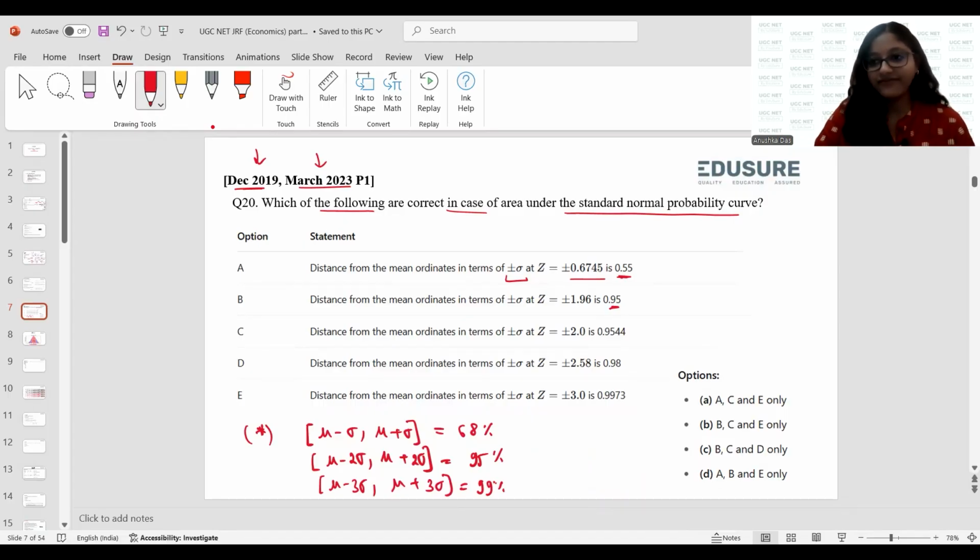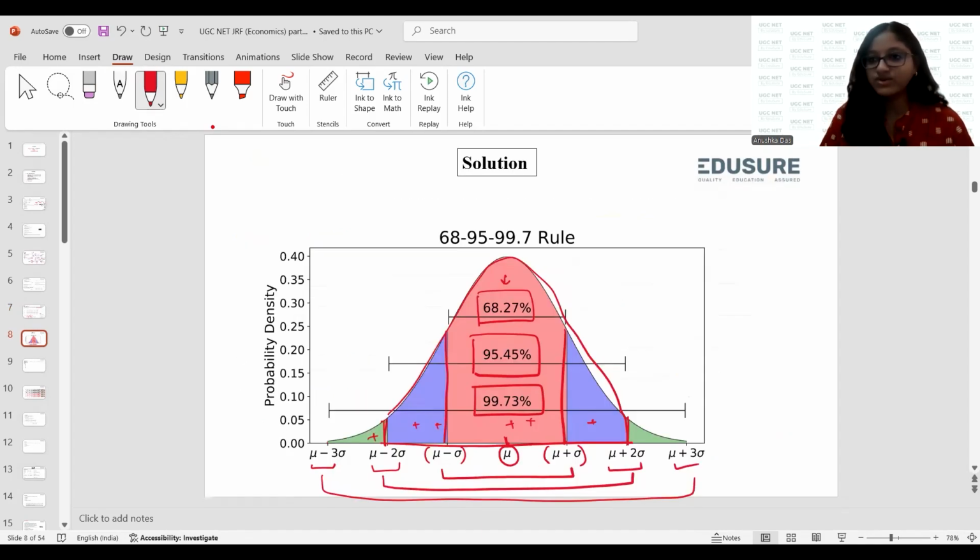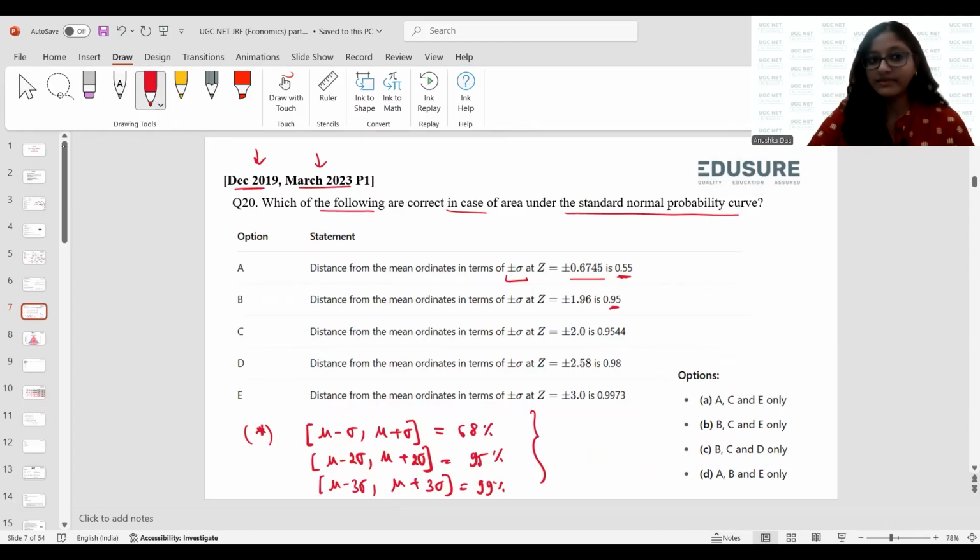So these 3 points you have to remember: in the first sigma range, you have 68% of the total distribution. In the second sigma range, you have 95% of the entire distribution. And in the third sigma range, almost the entire distribution, more than 99% of the probability lies there, right? If you know this fact, you can solve this question easily because see, what is standard normal?